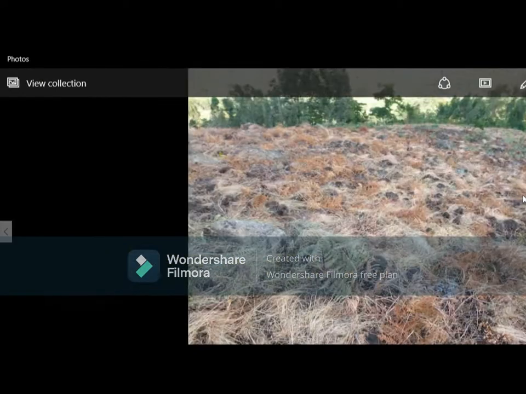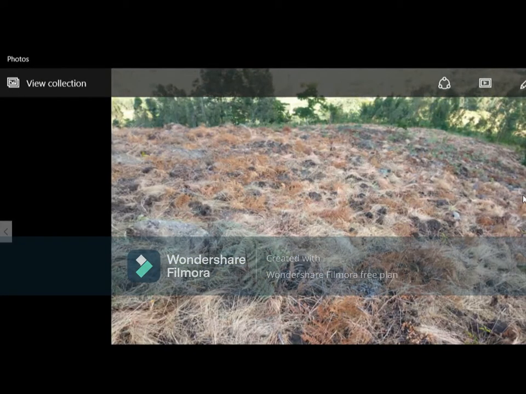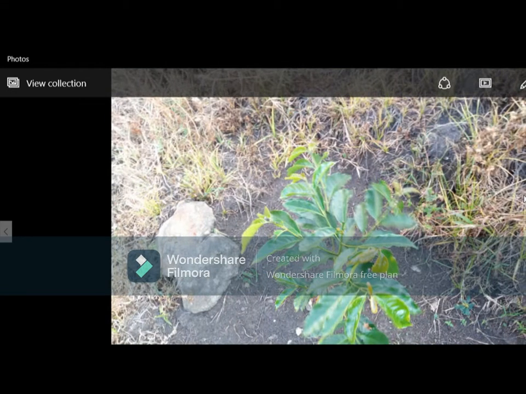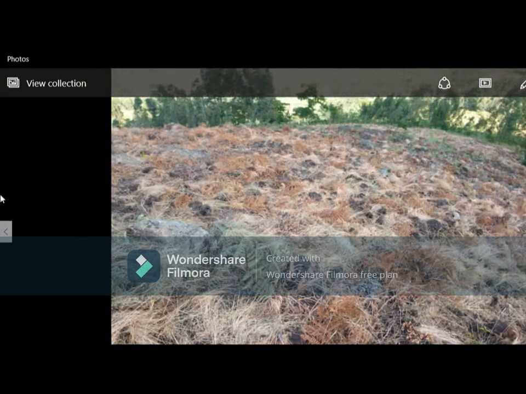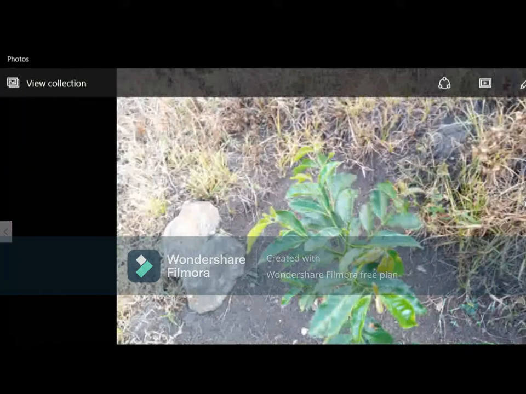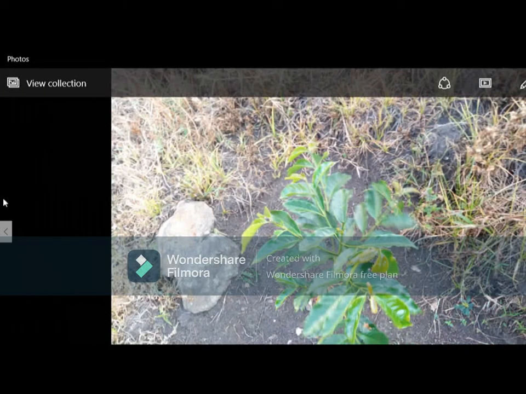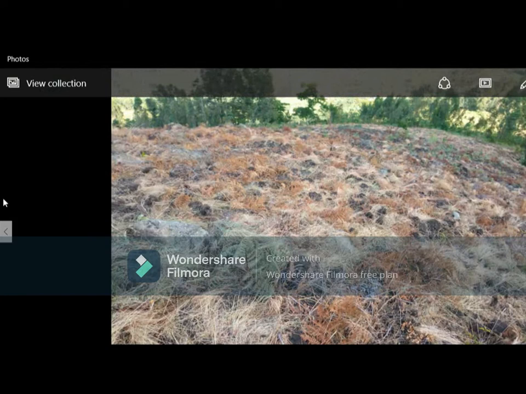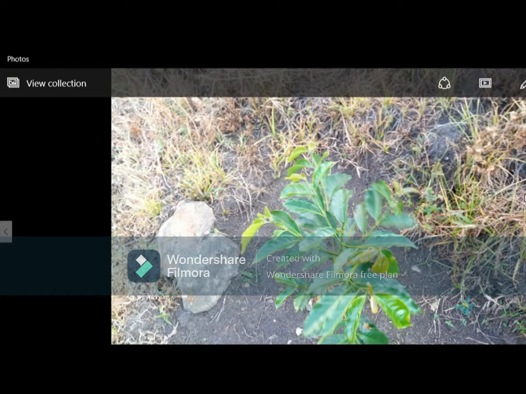You can see these are fan plants, pinkeriad. Now this was before I planted coffee. This was before I planted coffee. Now after I planted coffee, of course, you see this one is plain. It has no plants. But now when you come here, these are plants that I planted.